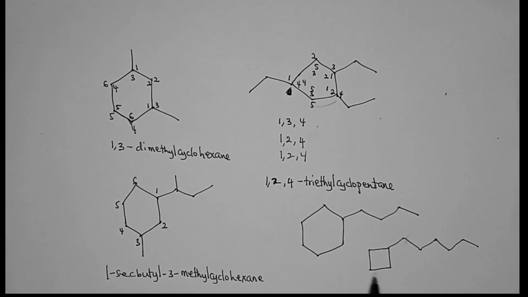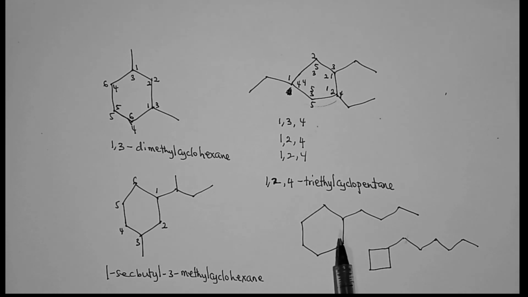So let's name these 2 cyclic compounds. In the first cyclic compound, the substituent has 1, 2, 3, 4 carbons, and the cyclic ring is made up of 6 carbons. So the number of carbons on the substituent is less than the number of carbons on the cyclic ring. But in the second one, you see that this is made up of 1, 2, 3, 4, 5, 6 carbons, and the cyclic ring is made up of 4 carbons. So the number of carbons on the cyclic ring is less than the number of carbons on the straight chain.